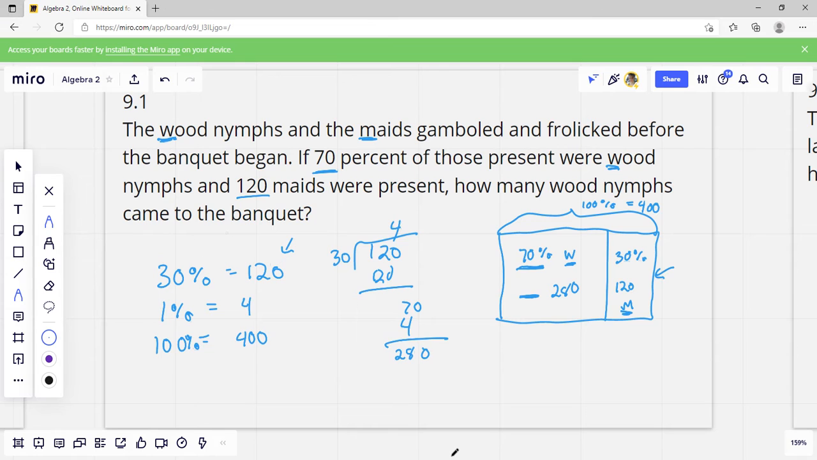How many wood nymphs came to the banquet? Yep, 280. So that's your answer right there.